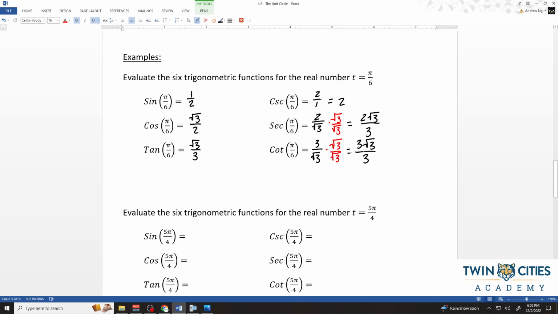Now this one's going to be a little different because I have a 3 on the top here multiplied to the square root of 3, and I've got a 3 on the bottom. So I can actually divide these out. And the cotangent of pi over 6 will be the square root of 3.